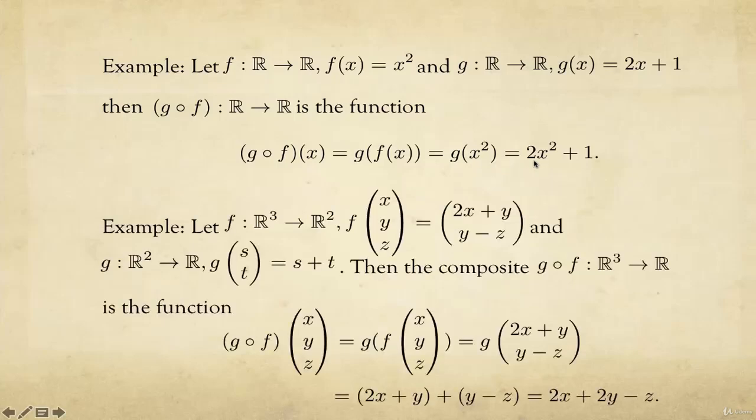In the same way, we have vector-valued functions. It's the same thing. So for example, g circle f, again, the input here is R cubed, because that's the input of f. So we apply f first. So f applied to this vector will give us this vector. And then g will take the output of f and input it into g, which takes the sum of the entries. So we take the entries and sum them. And so this is the output of g circle f.